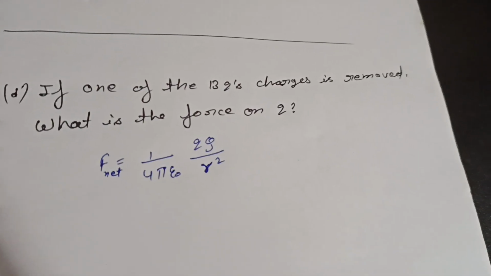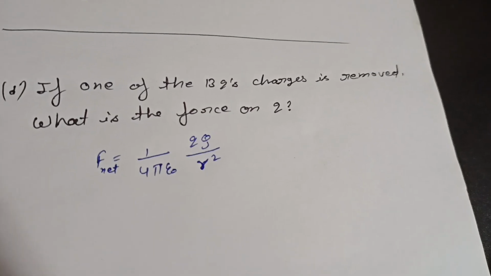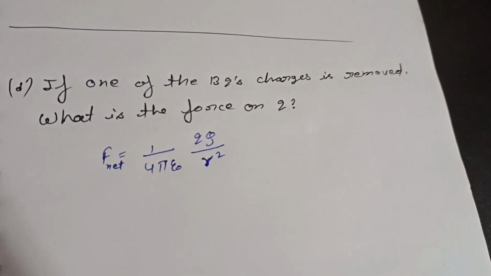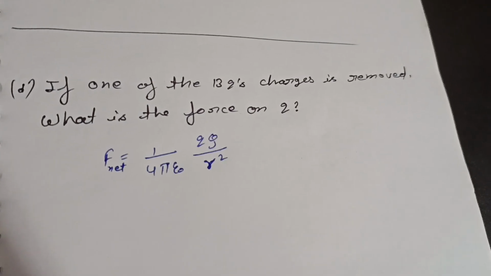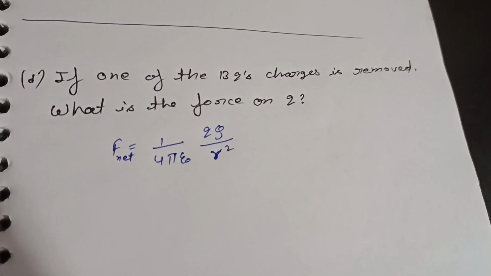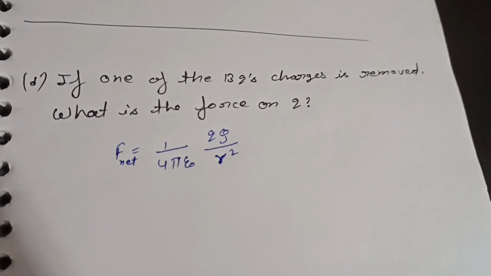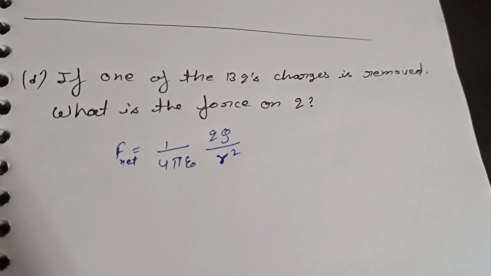Our D part is: if one of the 13 Q charges is removed, what is the force on Q? That means if one charge is removed from the 13-sided regular polygon, then what is the net force? So the net force will be like this: 1 upon 4 pi epsilon naught, q upon r squared.